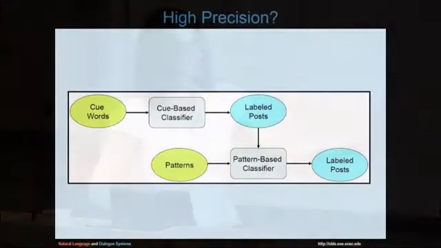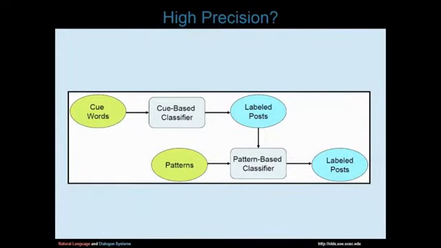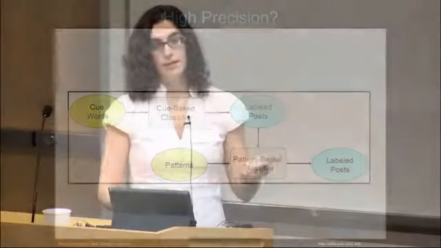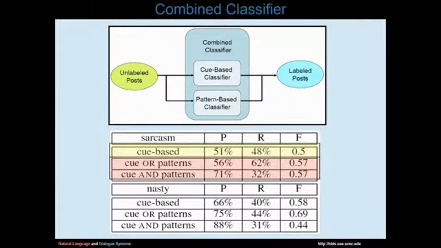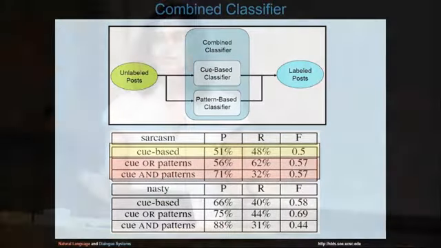Okay, so we've gone through this pipeline. But as I mentioned a couple times now, the cue-based classifier is not achieving the high precision that we need to make this actually work. So we have a trained cue-based classifier and a trained pattern classifier, and we combine them together. We have two distinctions. We make a classification if either the cue-based or the pattern-based says yes, this is sarcastic. That's the OR in the table below.